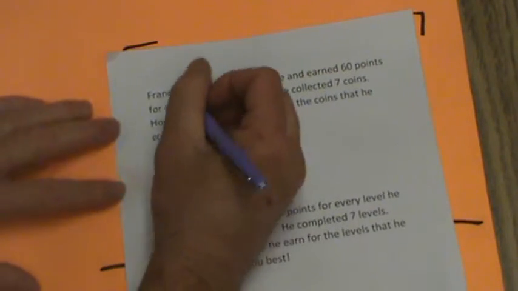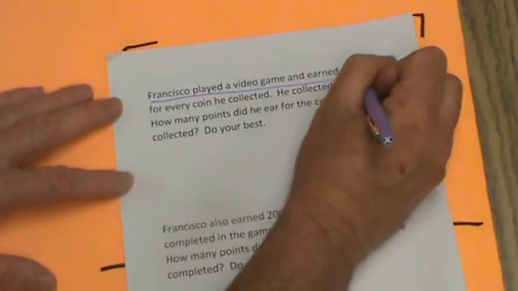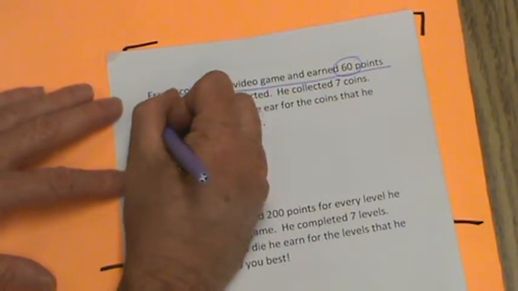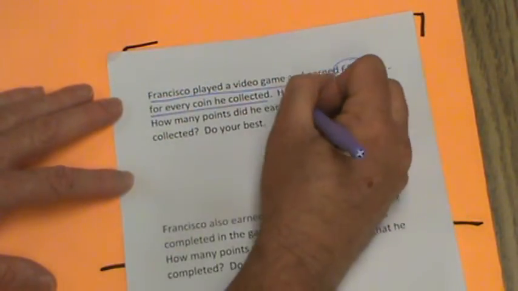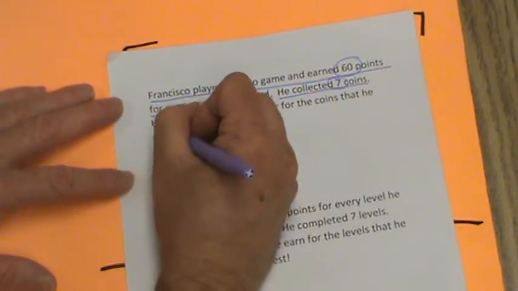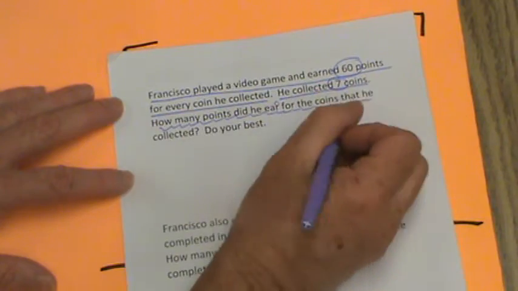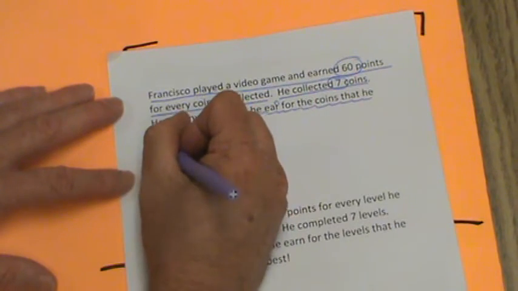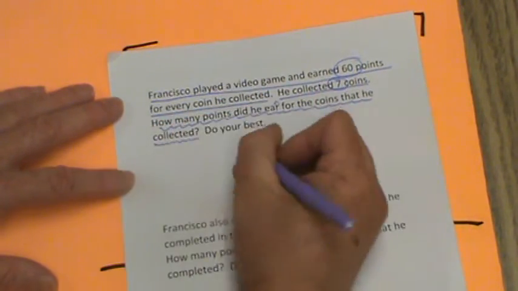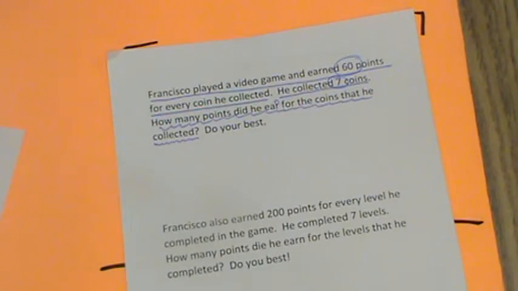Time for a challenging word problem about video games. Are we ready? Yes, we are ready, Mr. Leggett. Let's annotate to find out what we know. Francisco played a video game and earned 60 points for every coin he collected. He collected 7 coins. How many points did he earn for the coins he collected? Do your best.